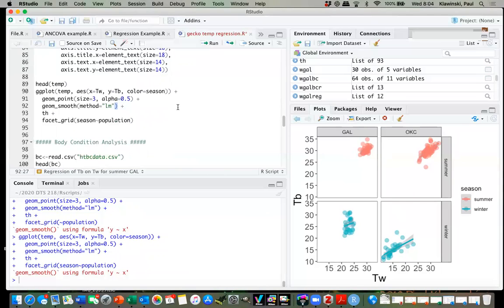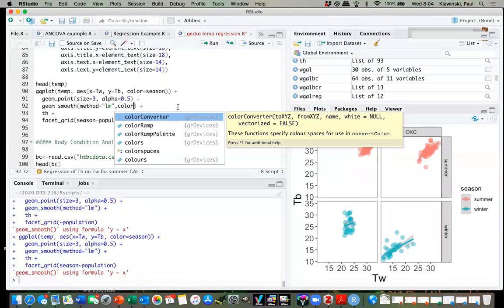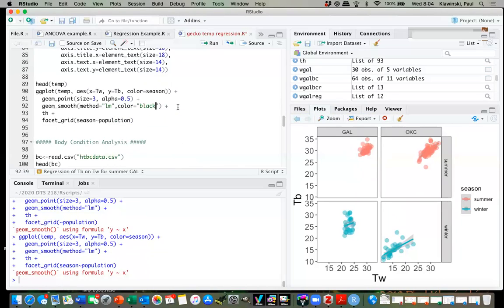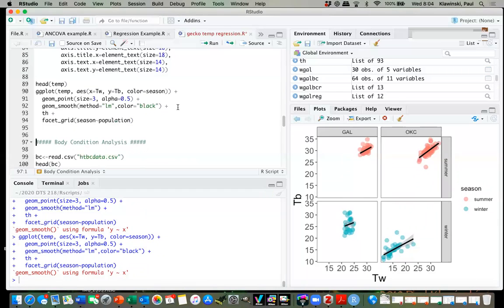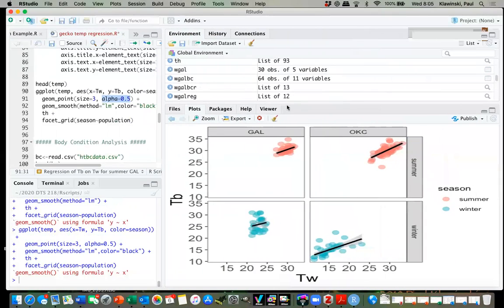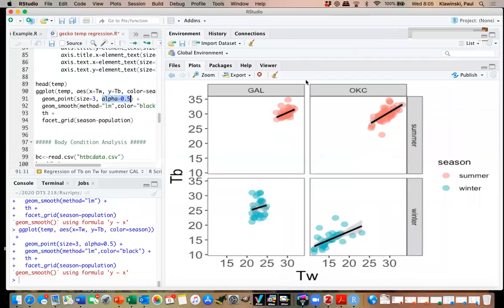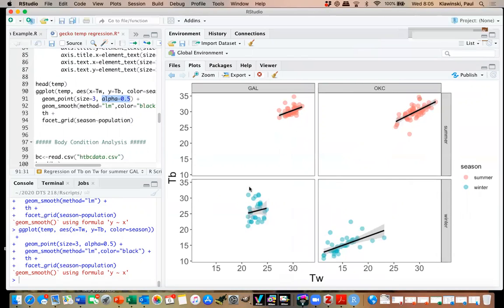You could actually make the lines appear differently if you wanted to, by making them black so that they stand out from all the background. So you can see what those lines are. You can see that I've made the data points transparent, 50% transparency. That's what alpha is about, so that you can see where individual data points are overlapping with one another.